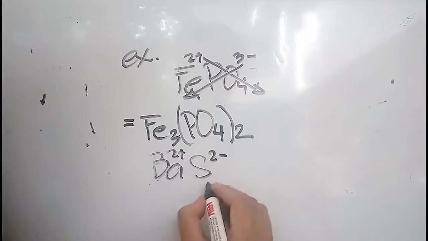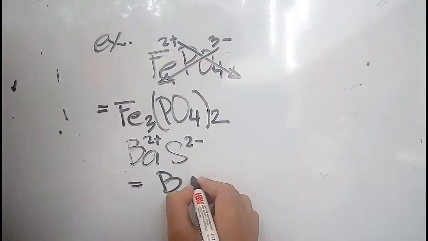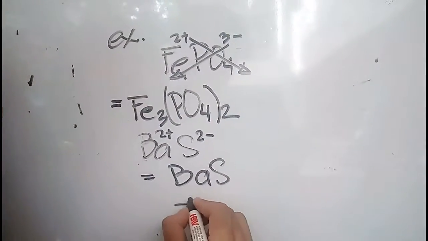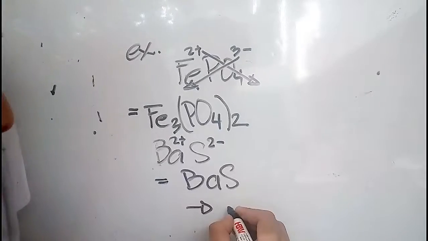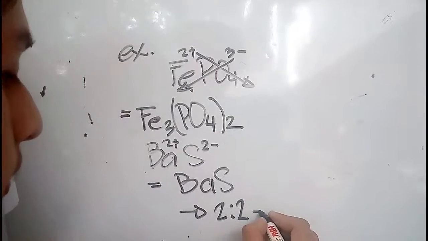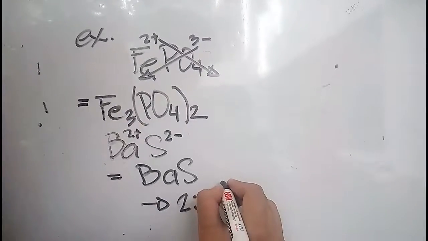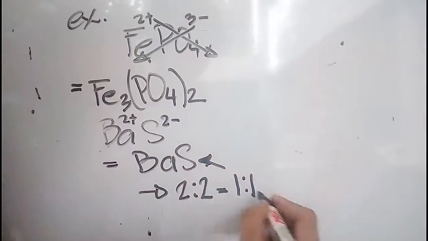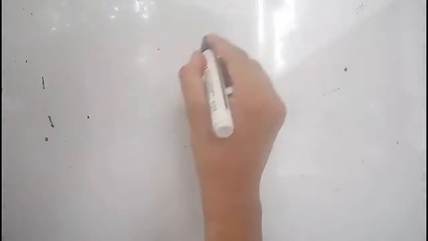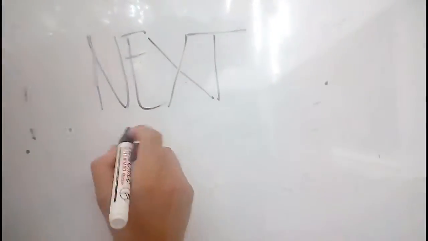Now there are ionic compounds that have the same charges. In this situation, you do not need to do the crisscross technique. Rather, you just write the symbol of the compounds. Now we're going to undergo the next lesson.